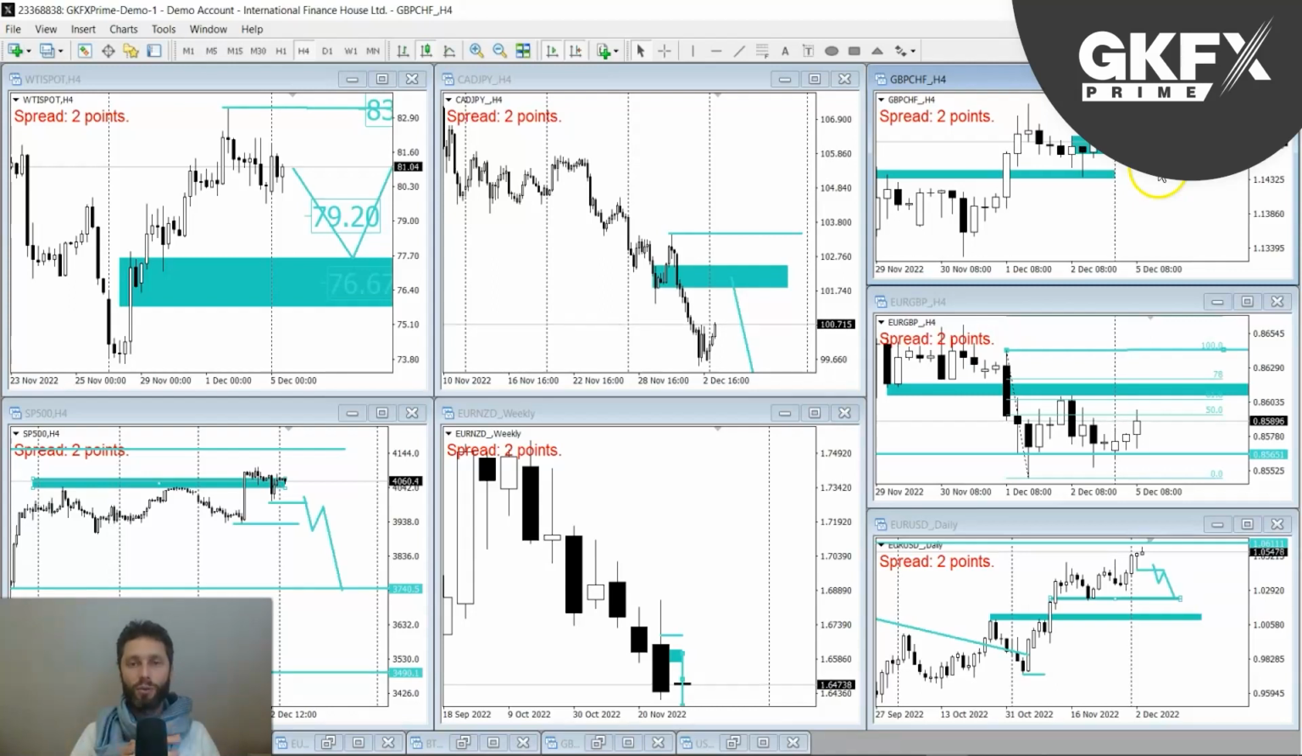Manage your risk as always, like we say, and look after your account. Take the high probability setups and watch out for the price action this week. See how it plays out.